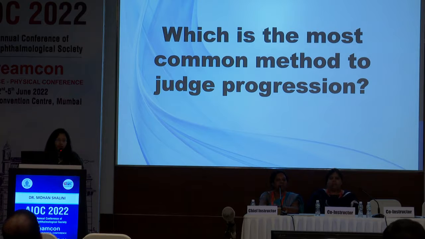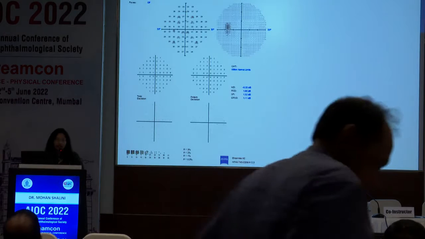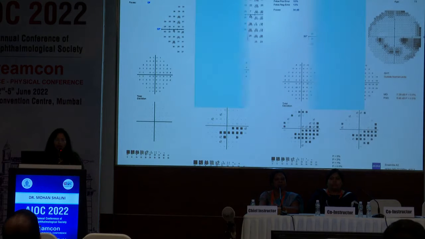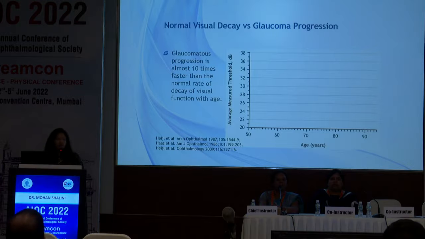So, the question to the house is, which is the most common method to judge progression? What we all use generally is that we keep all the fields of the patient in series, one after the other, and try to assess the progression, and then start goggling our eyes. So is it the right method? Can we actually judge progression by this method? The answer is no.